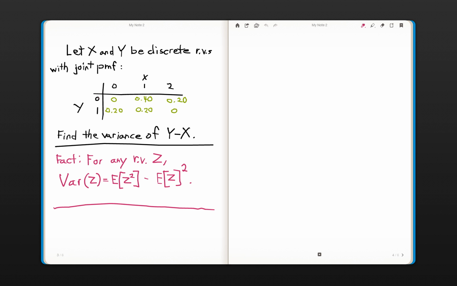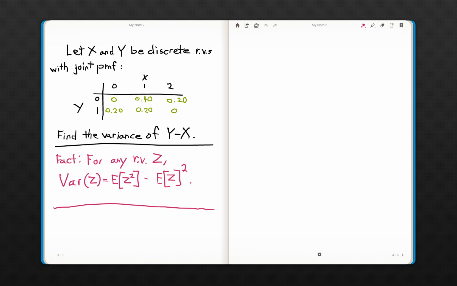So the probability that Y equals 0 and X equals 1 is 0.4. The probability that both are 0 is 0, and so forth. We can see that the sum of all these probabilities equals 1. We're interested in finding the variance of Y minus X.